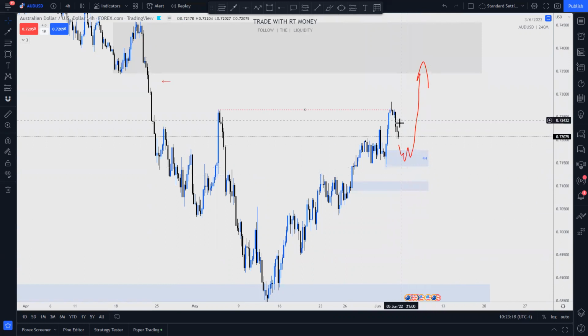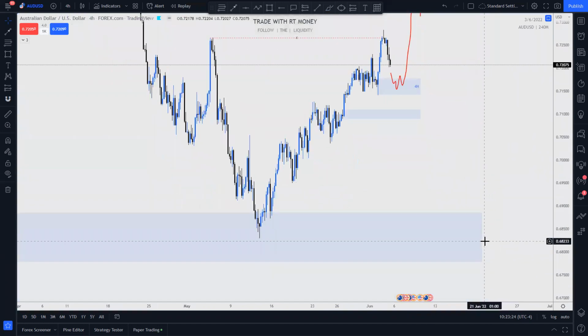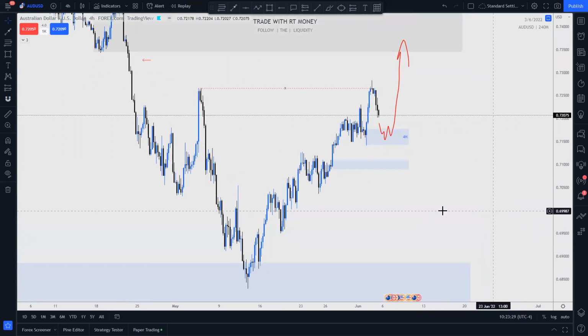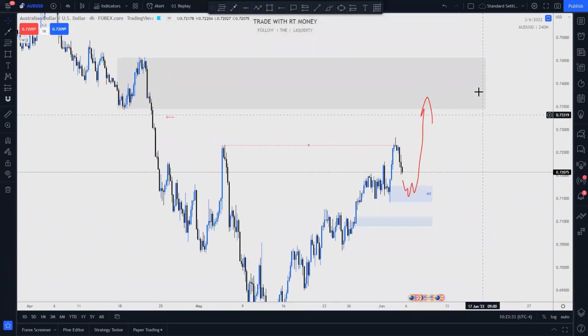Do I think price will end up coming all the way down here? I think that's less likely because we just mitigated a zone that is monthly and weekly, and that's very strong. So I'm looking for a little more follow through to the upside, at least to this zone of supply.